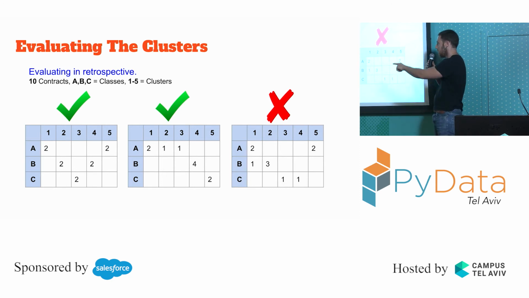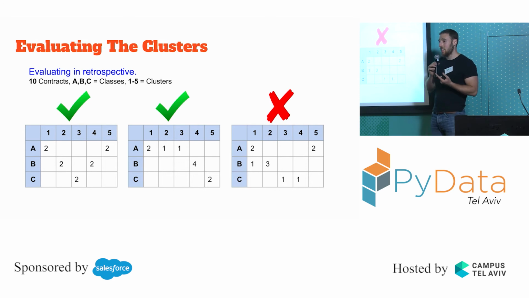For example, in the first table, we can see that cluster 1 has two documents that are labeled as A. Cluster 2 has two items labeled as B, and so on. And what we want to achieve, we have two objectives that we want to optimize for.